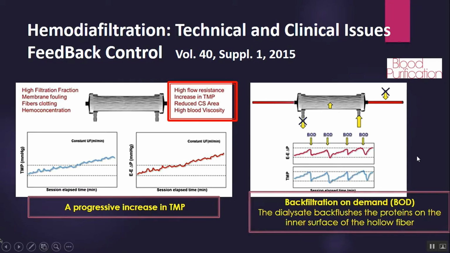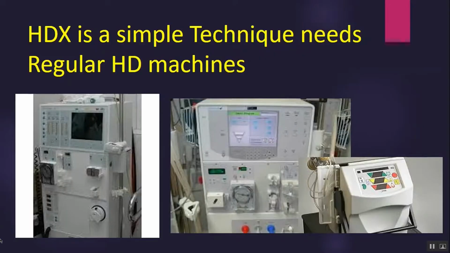In some hemodialysis machines, there is back filtration on demand. When the transmembrane pressure increases, the machine starts to push dialysate from outside to the blood side, cleaning up the membrane and returning it back to its efficacy. That's called back filtration on demand. On the other hand, compared with hemodiafiltration, HDX is a simpler technique and needs a regular hemodialysis machine.